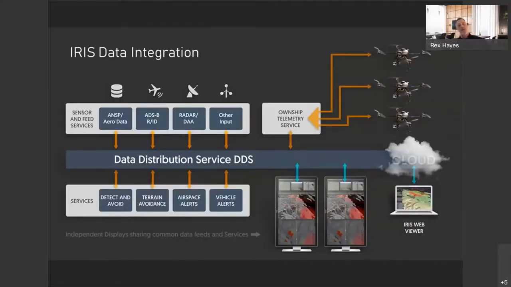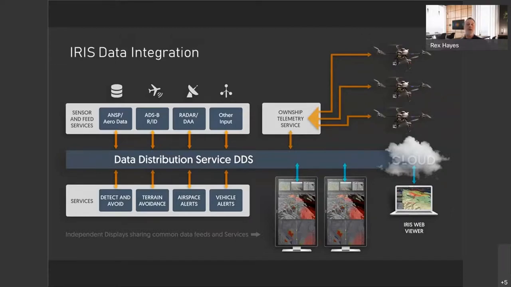Okay, so how does it do it? It does it through a DDS, or data distribution service, which uses a middleware architecture. I talked about those sensor and data feeds on top: the aeronautical data, ADS-B, the radar data, and own-ship telemetry on the far right. The most important takeaway from this slide is that other input. IRIS for every customer has been specialized for them. There's no one IRIS out there. We have a baseline IRIS, but every customer wants something particular added into it. So everyone has their other inputs.